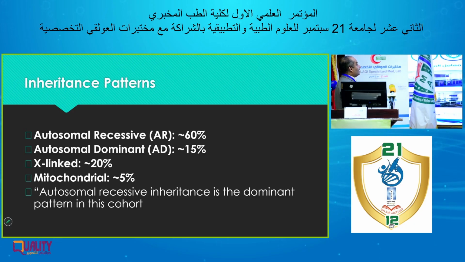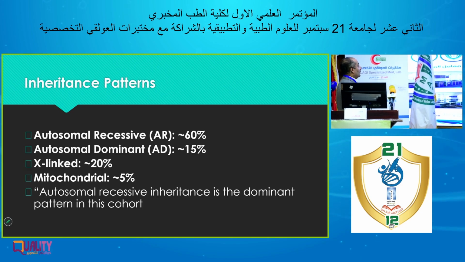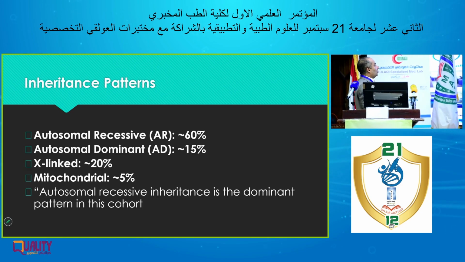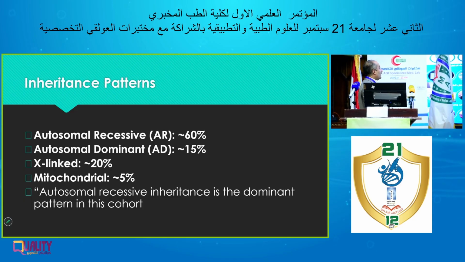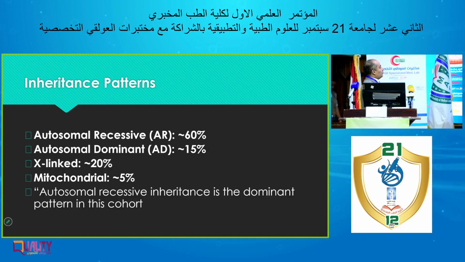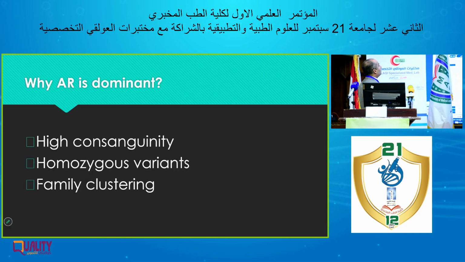What is the inheritance pattern of these diseases? Autosomal recessive diseases were 60%, autosomal dominant 15%, X-linked 20%, and mitochondrial 5%. Autosomal recessive inheritance is the dominant pattern in this study. Why is it dominant? Because, you know, in our community there is high consanguinity, and there are homozygous variants and family clustering.